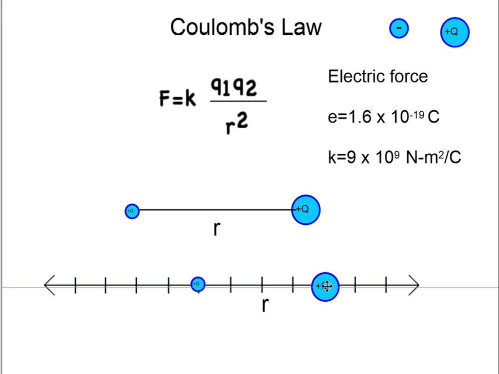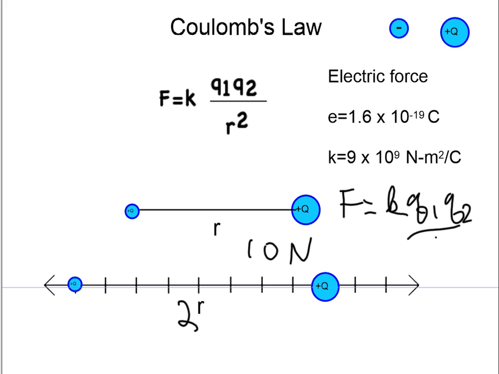So let's assume that the force on the bottom here is, let's say, 10 newtons. If I double the distance between the charges, so now it's 2r instead of r, what will be the force? Well, the original force is equal to 10 newtons.